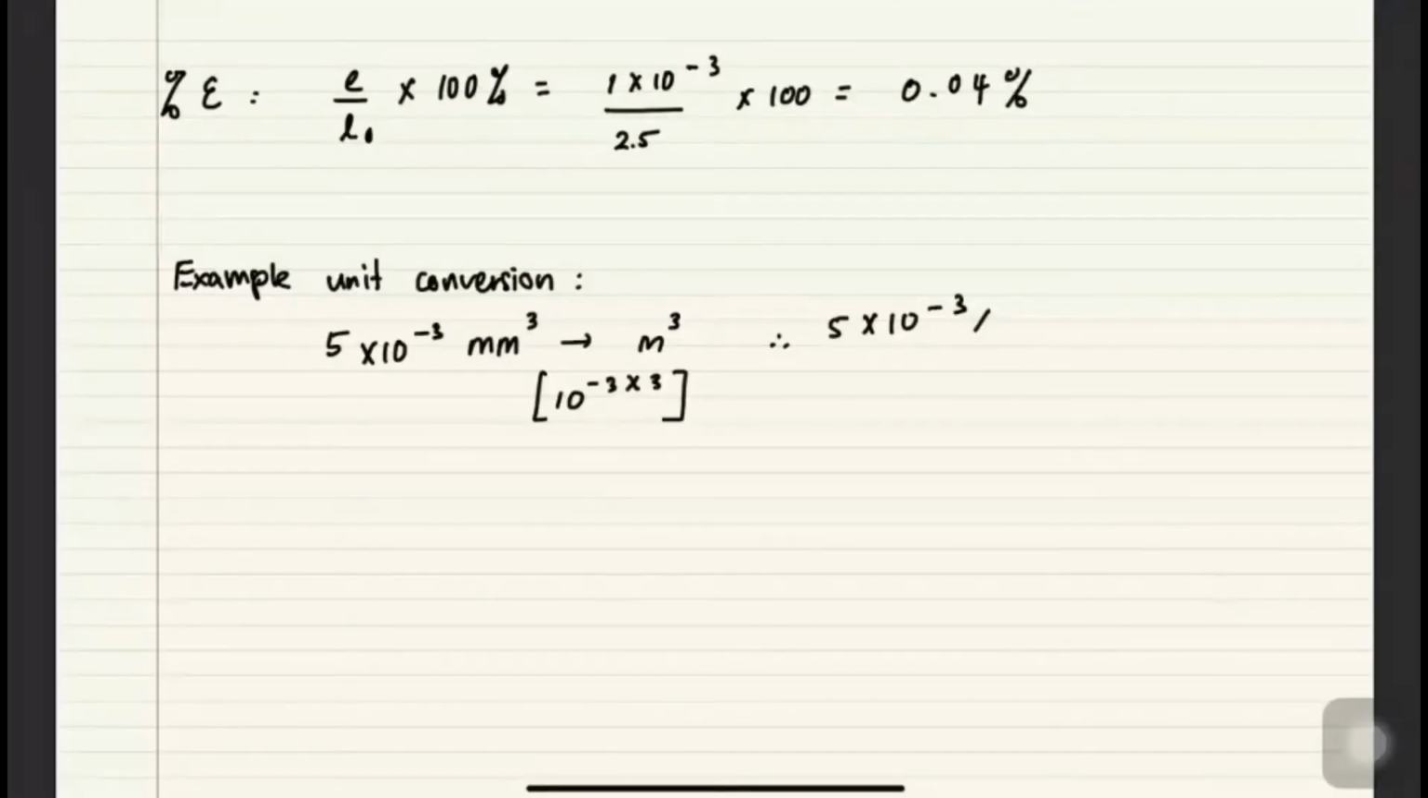Okay, so initially you have 5 times 10 negative 3. So you have to multiply with 10 negative 9. So because that one is multiply, so you can add up the power tu. So negative 3 plus negative 9, you should get negative 12.